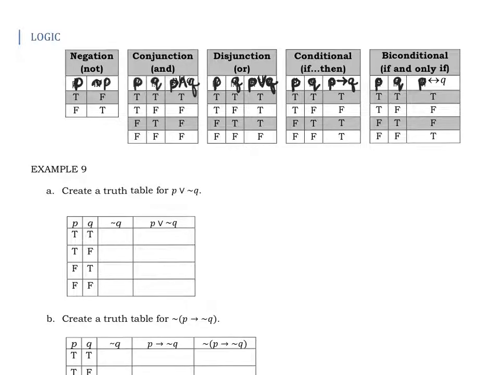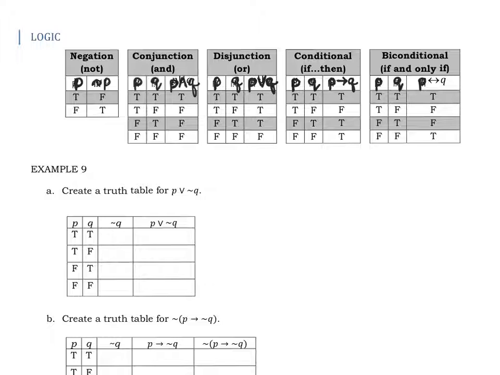They could both be true. P could be true and Q could be false. Sorry, P could be false and Q could be true, or both of them could be false. So basically what we're doing is we're just taking the combinations that exist and writing them down. That's step 1. Then we're going to look for the next thing we need.